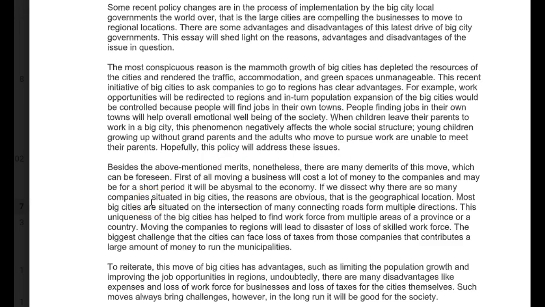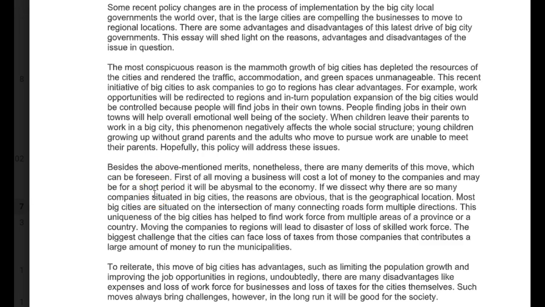All right. "Besides the above mentioned merits," no. Get rid of this, "besides the above mentioned merits," and say, "Nonetheless, there are many demerits of this move, which can be foreseen." I don't know about "can be foreseen," though.